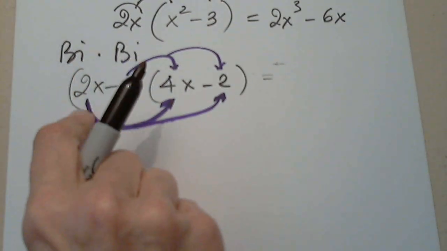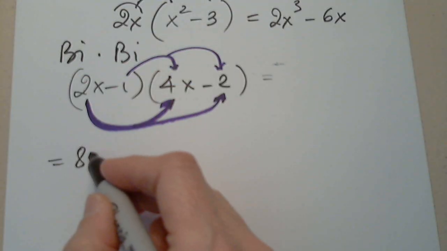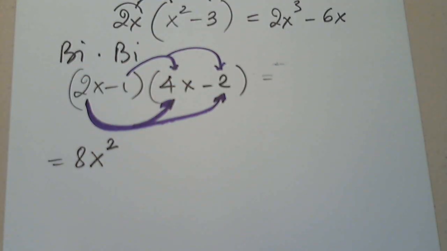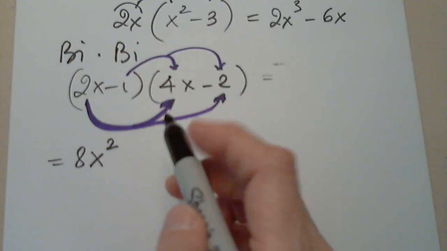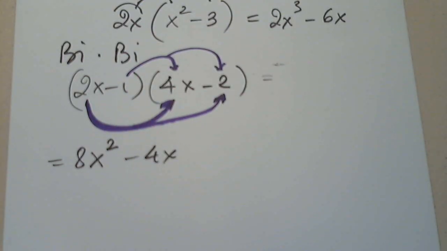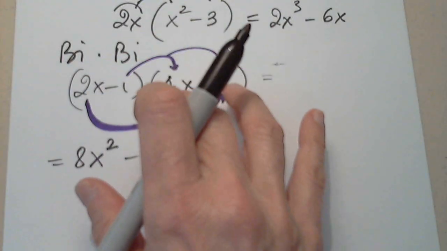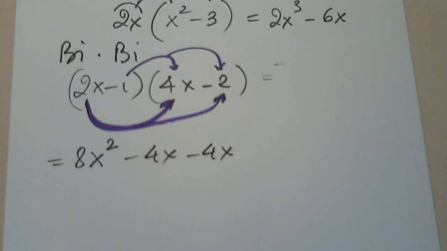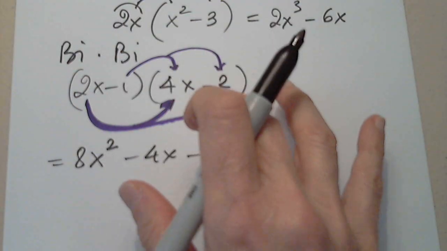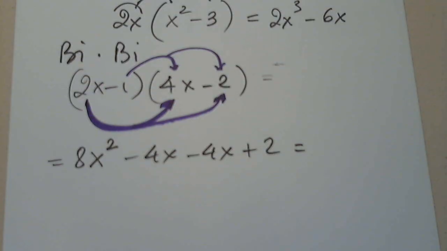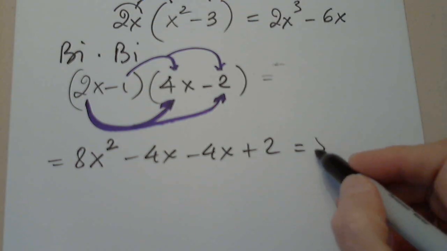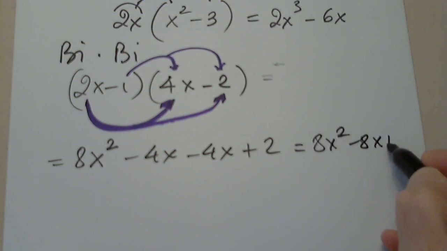Good. 2x times 4x is 8x squared. 2x times negative 2 is minus 4x. Negative 1 times 4x is negative 4x. And negative 1 times negative 2 is positive 2. Now I have to combine like terms. Present it in descending order. And that's it. So 8x squared minus 8x plus 2.